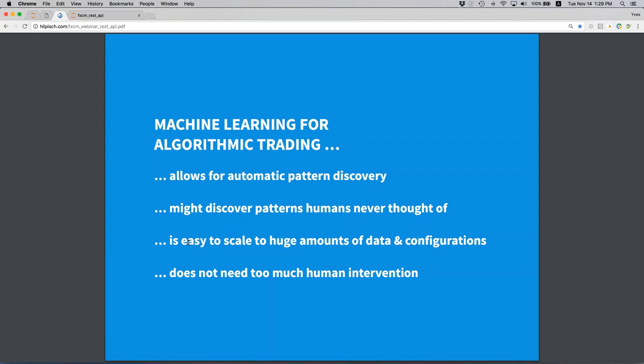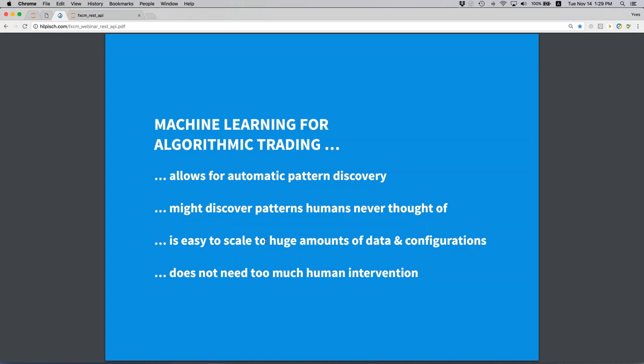It's also, and foremost, easy to scale, and you can work here with huge amounts of data and configuration. So basically, it doesn't matter whether you check this for one instrument working with end of day data or for 500 instruments working with tick data.